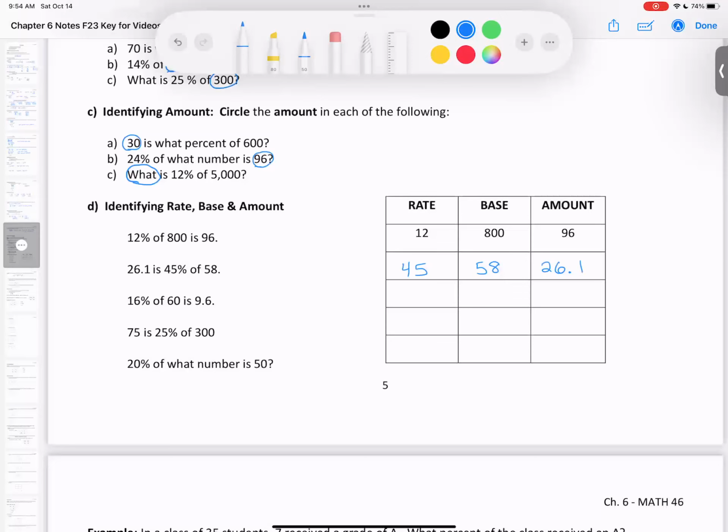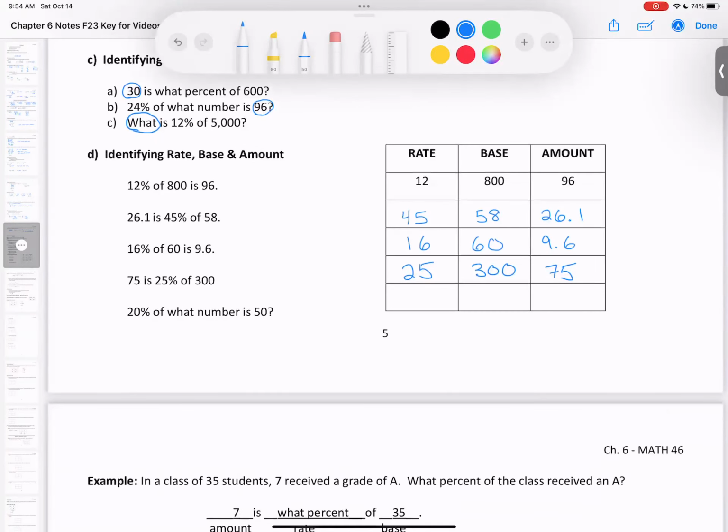Next one, we have 9.6 is 16% of 60. The 16% is our rate, the 60 is our total, our base, and the 9.6 is the amount. Okay, 75 is 25% of 300. So 25 is our percentage, that's our rate. 75 is our amount, and 300 is our total, our base. Last one, 20% of what number is 50? So 20 is our rate, of what number? This is going to be our question mark, that's our unknown. And 50 is our amount.